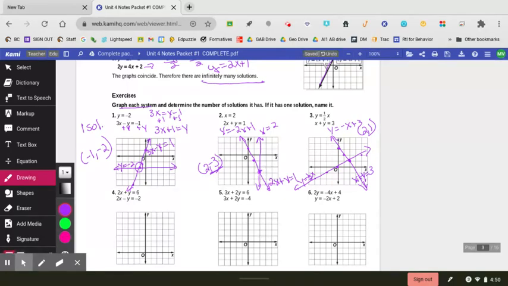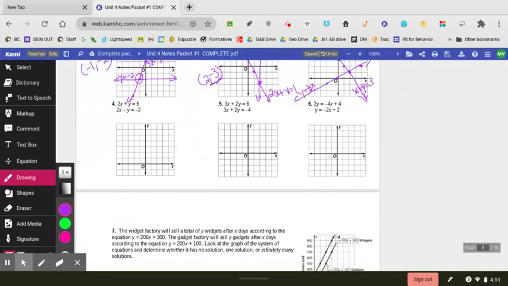Number 3, y equals 1/2 x has a y-intercept of 0 and a slope of 1/2, so that's up 1 over 2, up 1 over 2. My line's a little off here. And then here, I subtract x, I get y equals -x plus 3, has y-intercept of 3 and a slope of -1, and they cross at 2, 1.